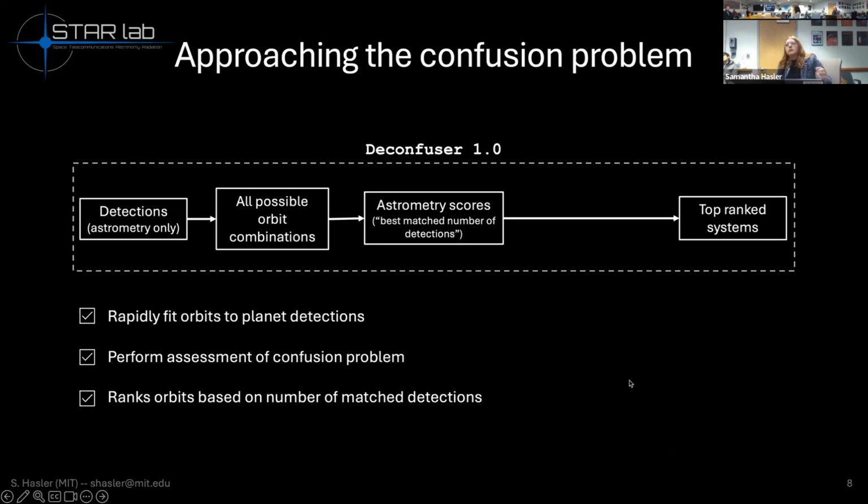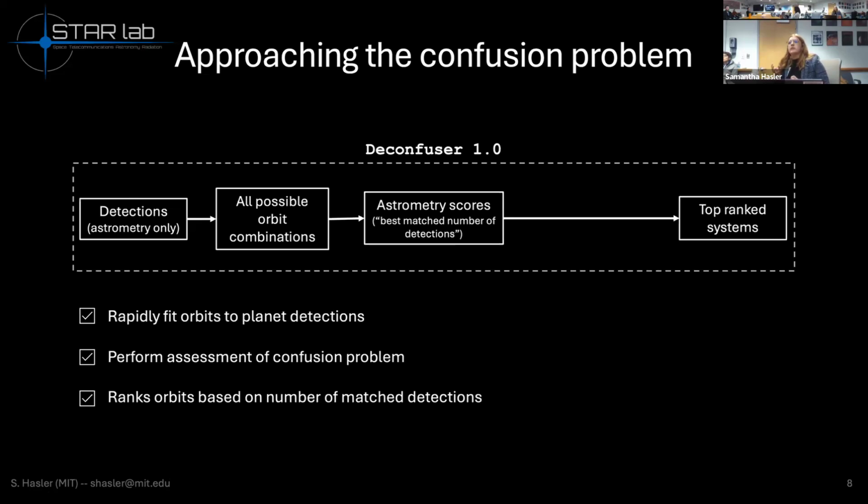So my colleagues developed this tool that we call the deconfuser. This is an algorithm that was designed to rapidly assign detections to planets and to perform an assessment of the confusion problem. So here I'm just going to walk you through the flow of the deconfuser, where first you feed it that relative astrometry, or those detections, like we just saw. And this results in many possible combinations of orbits. So you still need to decide essentially which set of detections is fit to which planet. What the deconfuser does is then it finds the combinations of orbits that best describe the detections. And it does this using a 3D grid search over the orbital parameters. So it searches over the space of semi-major axis and the x and y vectors of the eccentricity.